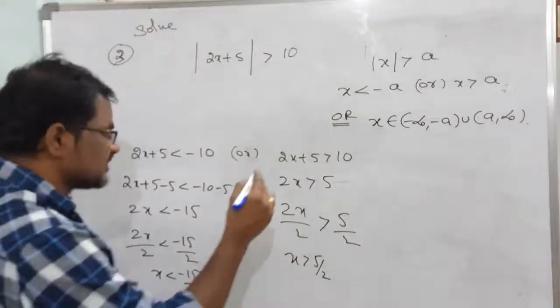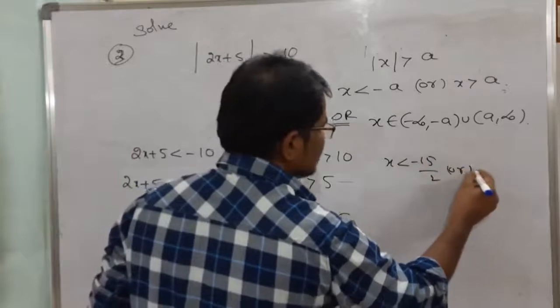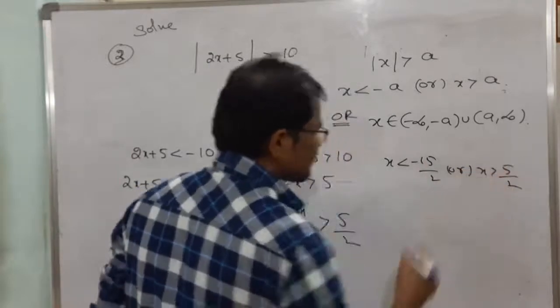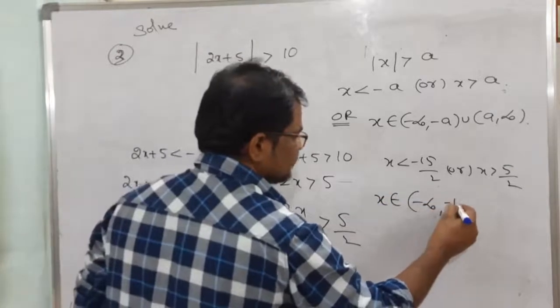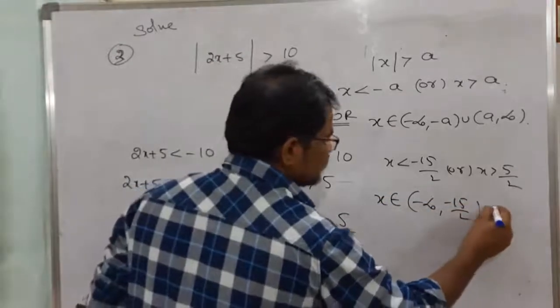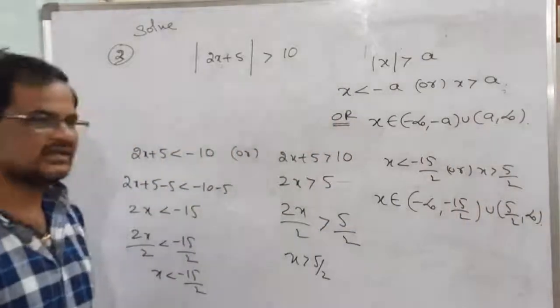So finally, what is our answer? x less than minus 15 by 2 or x greater than 5 by 2. In terms of intervals, how to write? x belongs to minus infinity to minus 15 by 2 union 5 by 2 to infinity, like this.